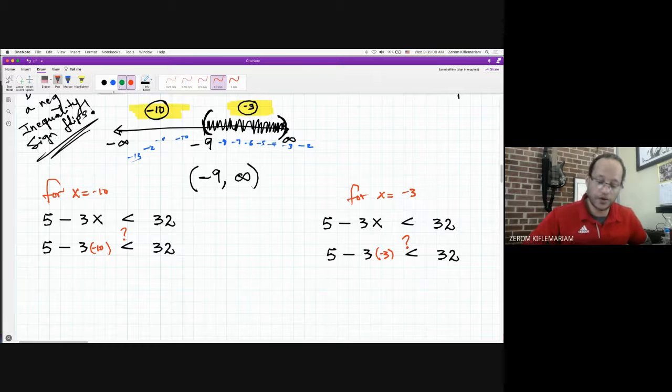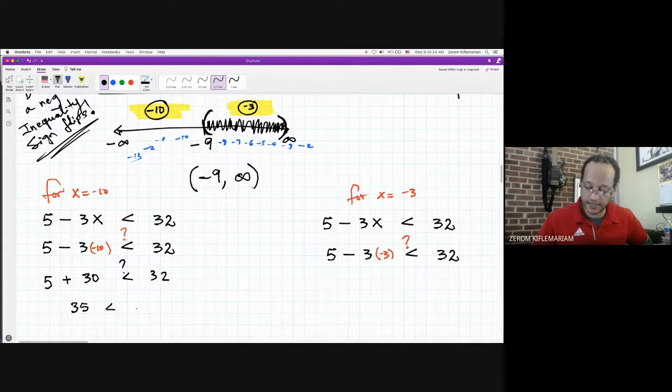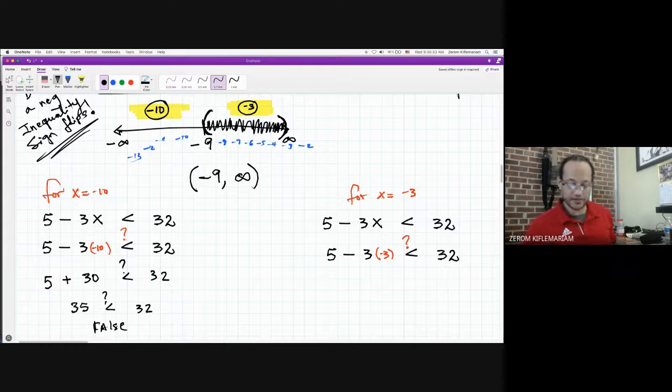On the left side, let's focus on the left. We have -5, negative becomes positive. 3 times 10 becomes 30, is less than 32. And then what we have, 5 plus 30 would be 35, is less than 32, question mark. That would be what? Because 35 is greater than 32.